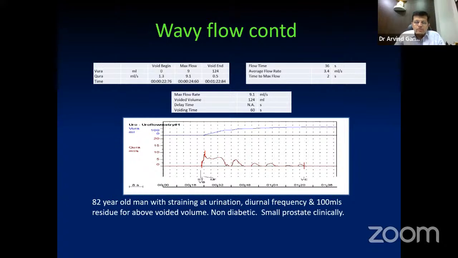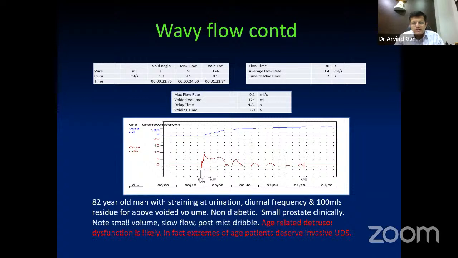This is one more form of a wavy curve, wherein this is again an 82 years old man. Straining at urination, diurnal frequency, 100 ml residue for the above voided volume. So this is age-related detrusor dysfunction. And in fact, if the patient is having quite a lot of symptoms, then probably the patient will require some sort of invasive urodynamics.